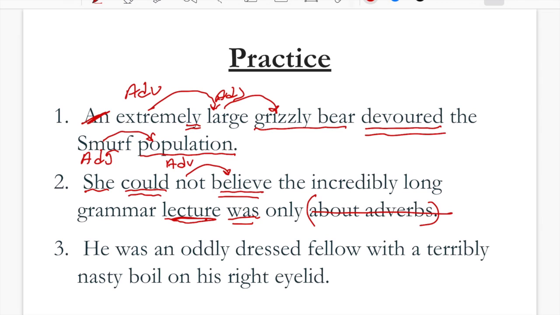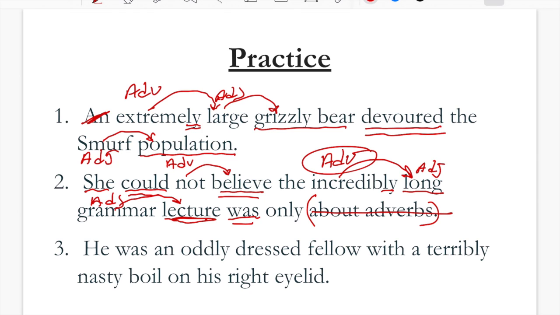It's a lecture. It's a grammar lecture. So that's an adjective. It's a long lecture. So that's an adjective. But how long is it? Incredibly long. There's an ly. It's modifying an adjective. So this is an adverb.